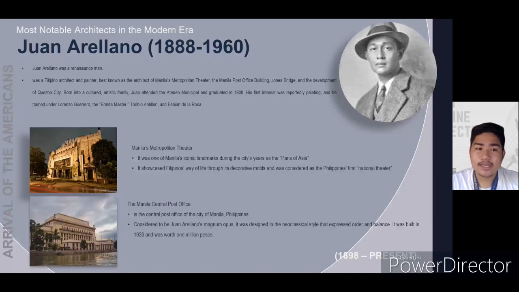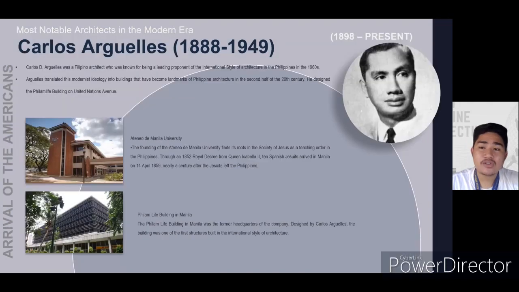First is Juan Arellano. Isa siyang Renaissance man, a Filipino architect and a painter, and kilala rin siyang architect ng Manila's Metropolitan Theater at Manila's Post Office Building. Next, si Carlos Arguelles. Si Carlos Arguelles ay isang Filipino architect who was known for being a leading proponent of the international style of architecture in the Philippines. Ang famous work niya ay Ateneo de Manila University at Philam Life Building in Manila.